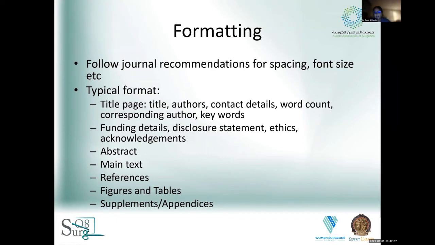Figures and tables and appendices are at the end. Don't put your figures and tables in the main text. I think very few journals.